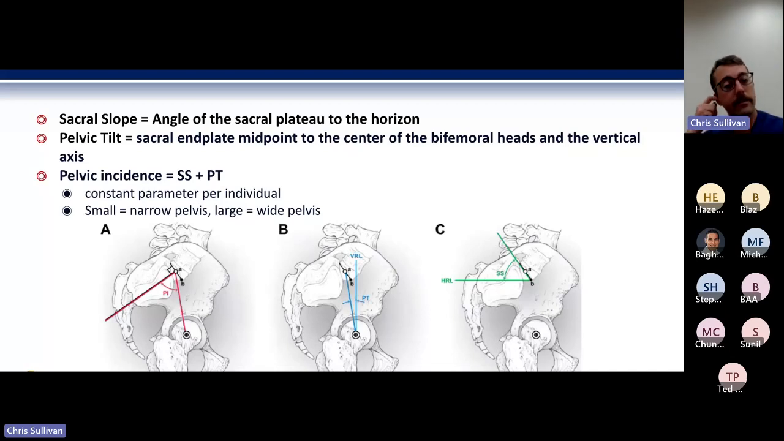The pelvic incidence, which is A, is a combination of sacral slope and pelvic tilt. This is a constant parameter. So this is sort of a description of their pelvis. A small pelvic incidence represents a relatively small and narrow pelvis, versus a large pelvic incidence represents a generally wide or larger pelvis. So that's more of a descriptor of the actual patient's anatomy, not necessarily position dependent of the pelvis.